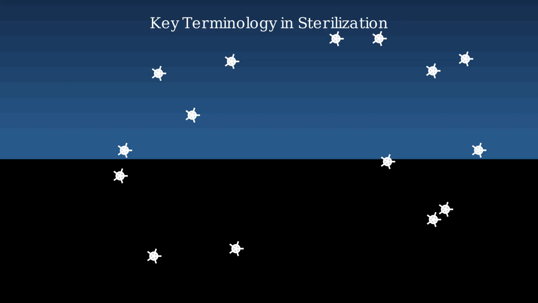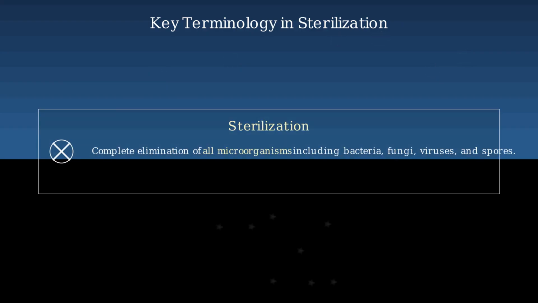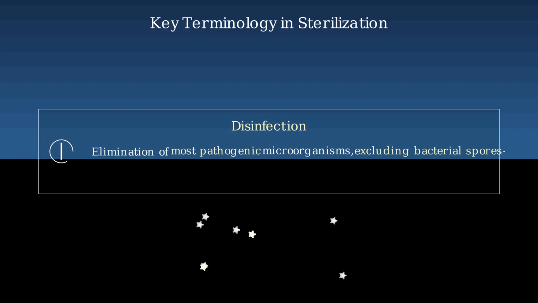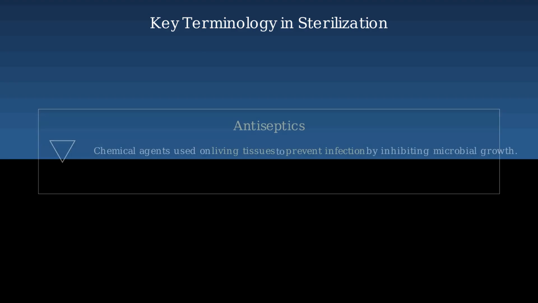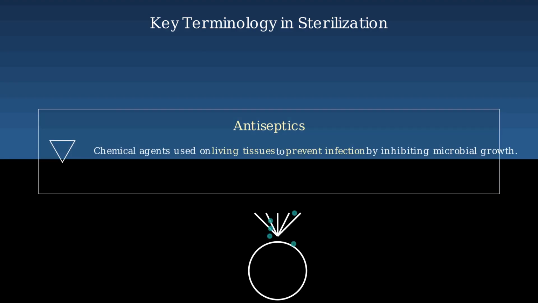Understanding the key terminology in sterilization is essential for proper infection control. Sterilization refers to the complete elimination of all microorganisms, including bacteria, fungi, viruses, and spores. Disinfection eliminates most pathogenic microorganisms, but typically doesn't affect bacterial spores. Antiseptics are chemical agents specifically designed for use on living tissues to prevent infection by inhibiting microbial growth.